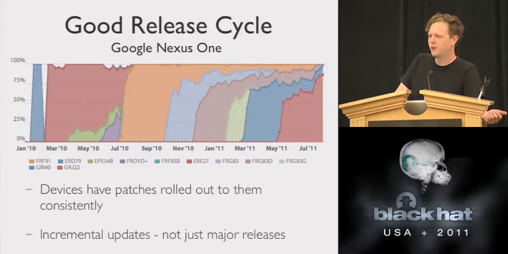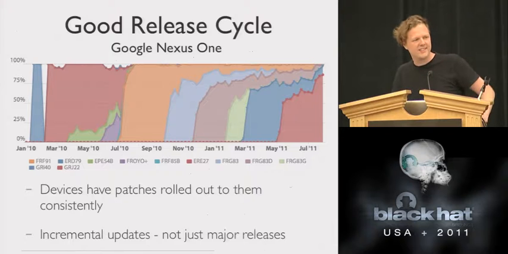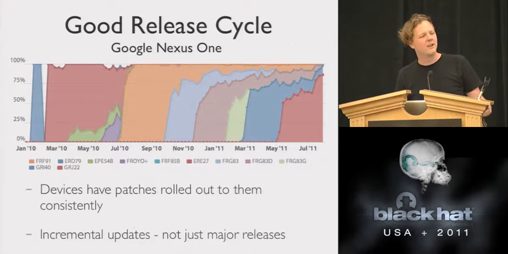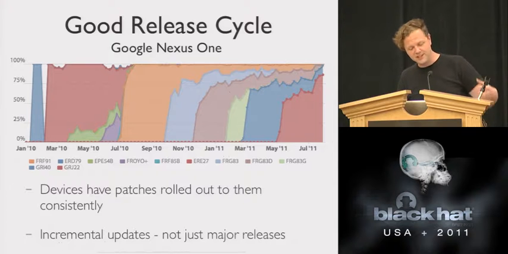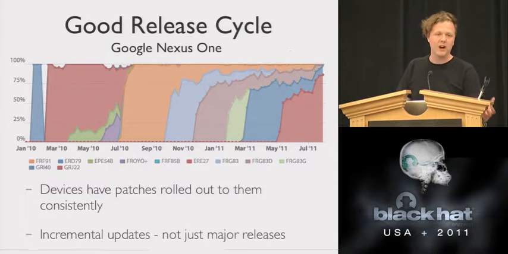So let's have a look at a good release cycle. And if you look at the Nexus One, the way that we're mapping these things, it's kind of the key that we're mapping everything else to, because the Nexus One consistently over time has been the first device that's gotten an official build of different snapshots from the Android tree. So it's a pretty good example of what can be done right.